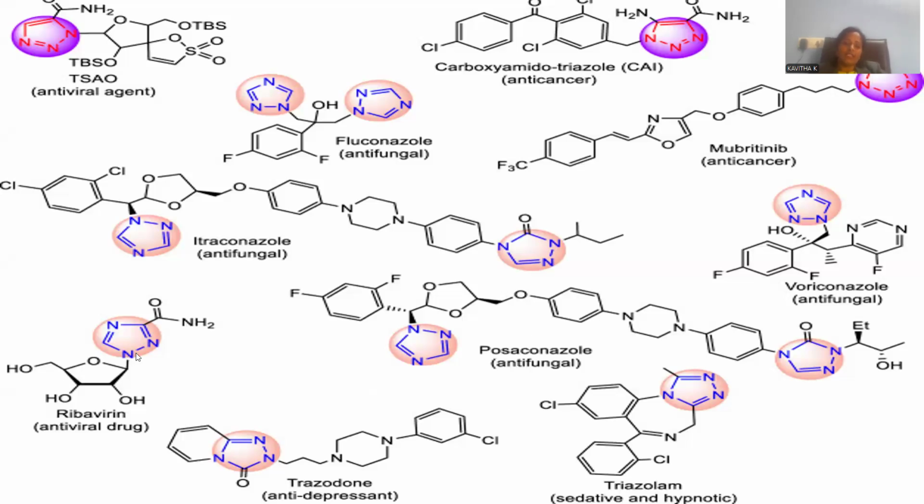Let me introduce another triazole molecule with an amide side linkage, and here tetrahydrofuran, that is ribavirin. Already we went through this, which is a potential antiviral drug. Trazodone is the antidepressant, where a benzofused triazole is taken. So this is uplifting the activity of the brain.